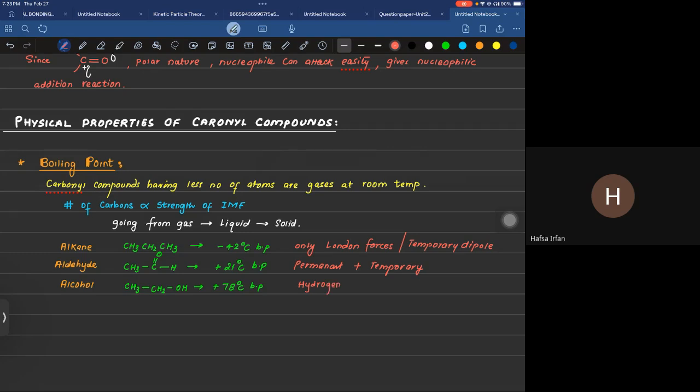Hydrogen bonding plus temporary force is also there. So if we are going to compare these three intermolecular forces, we will see that alcohol is the stronger one.